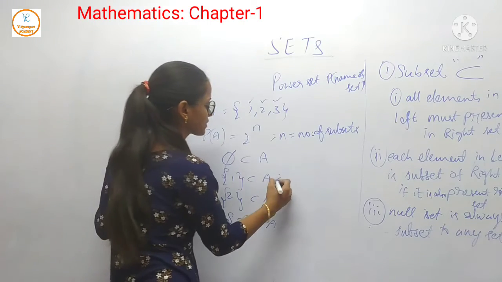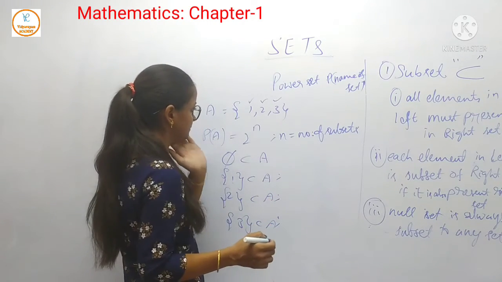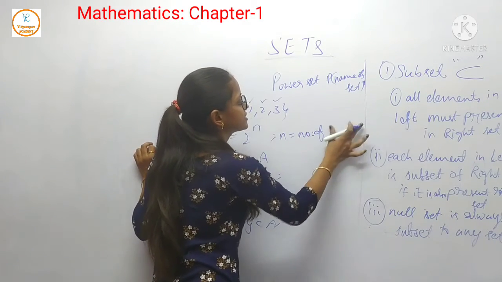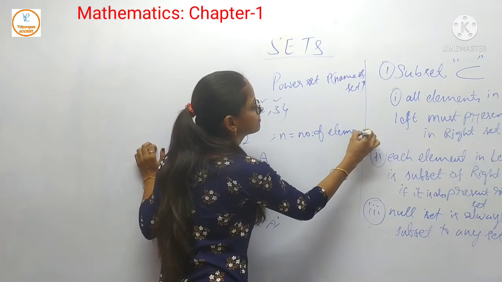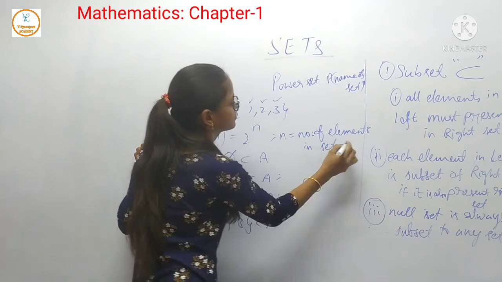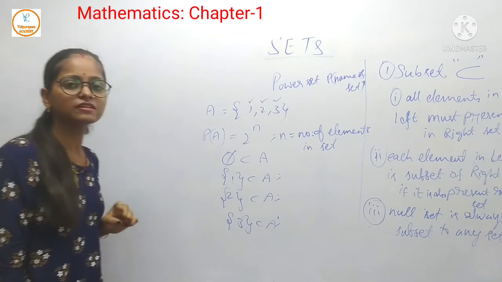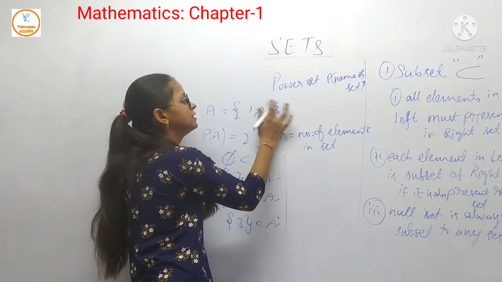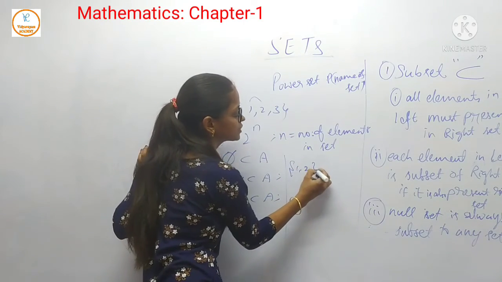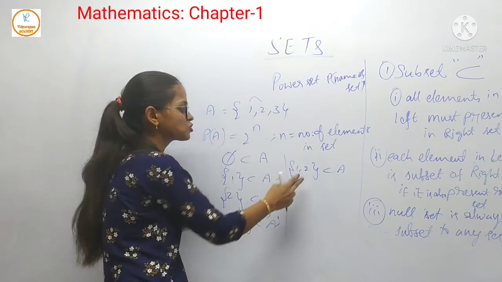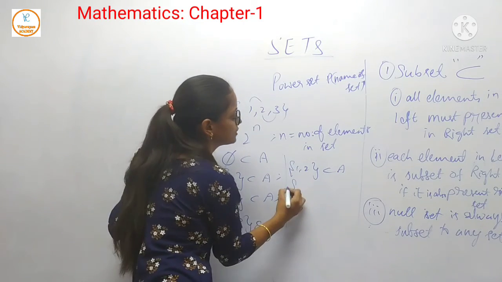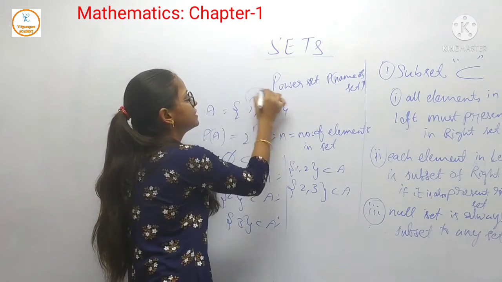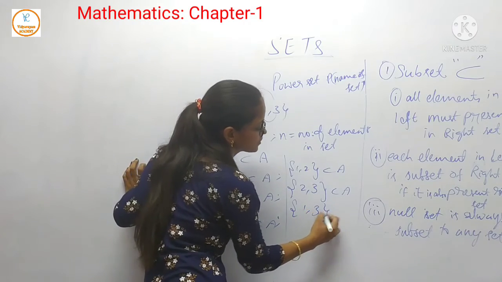Now consider the number of elements in the set. Single elements are completed. Now we have to take combinations of two elements. Let us consider these. The set {1, 2} is a subset of A, isn't it? Because both elements are present. Now {2, 3} is also a subset of A. Now consider {1, 3}, which is also a subset of A.